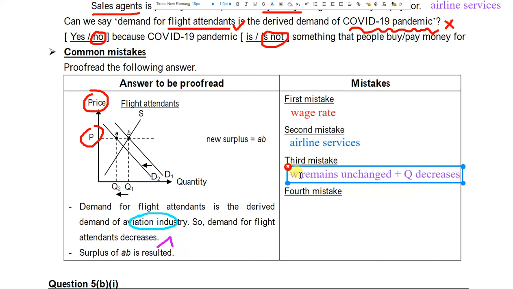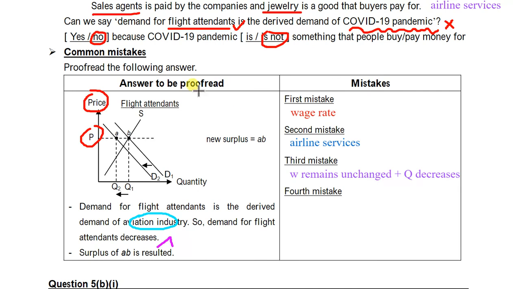And the last mistake is that initially we don't have any surplus. Now we have the surplus and you need to explain why. So you have to tell me that W is larger than the equilibrium.